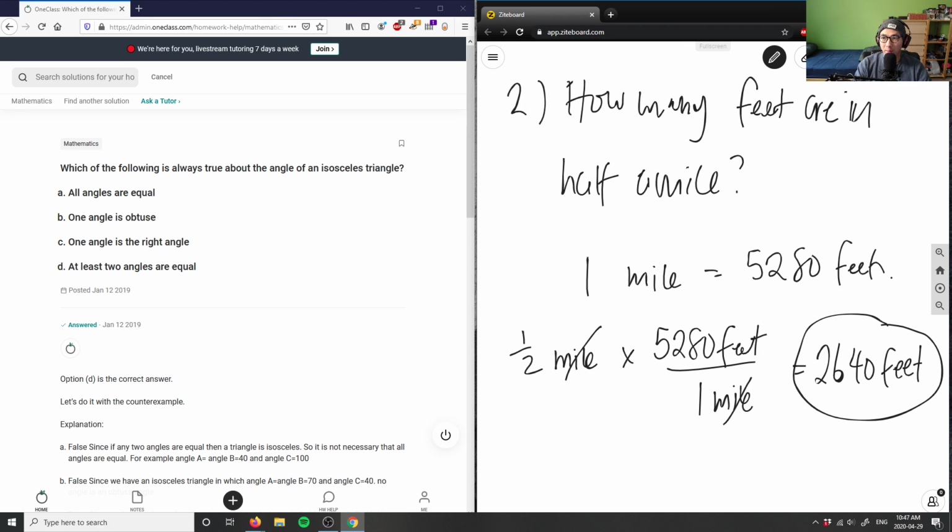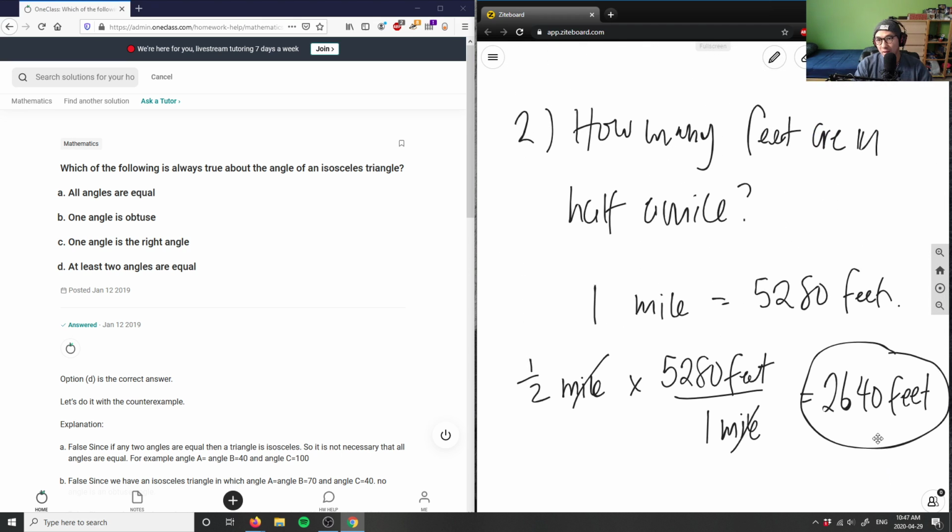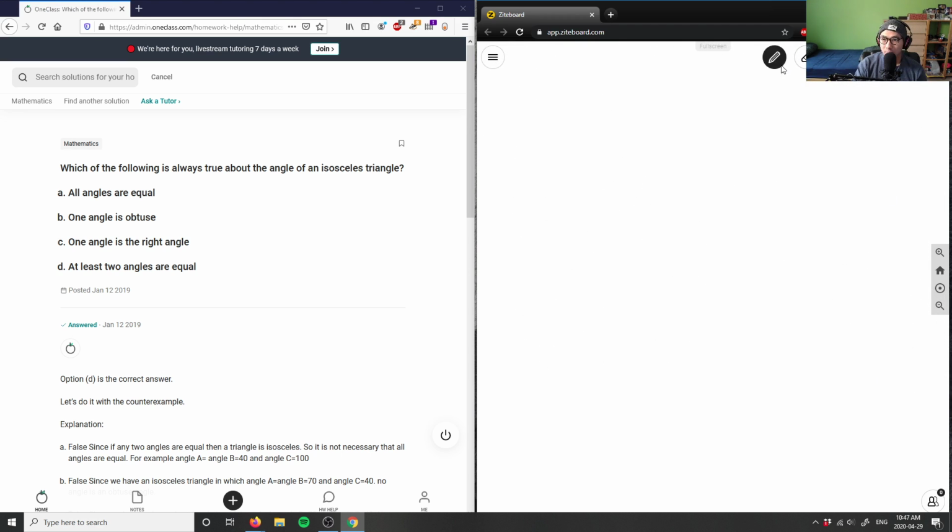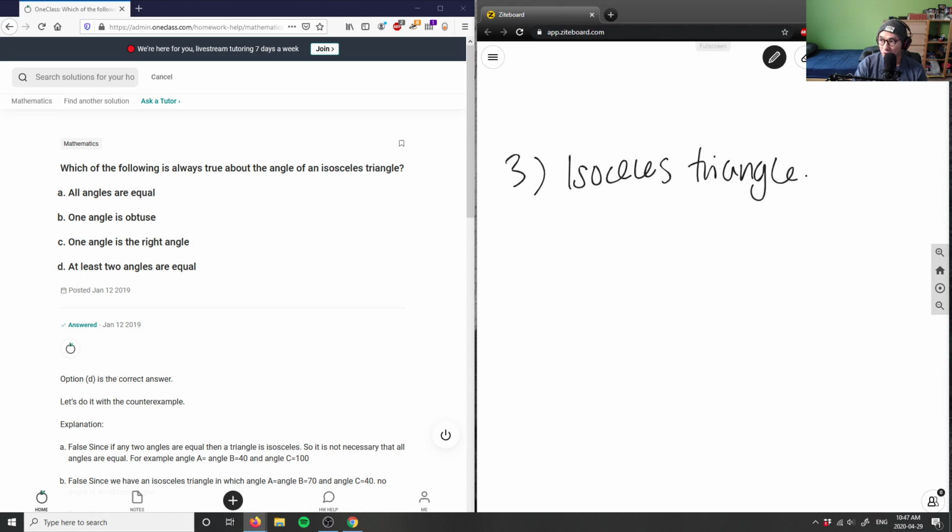This will be definitely my last problem of the day. This is: which of the following is always true about the angles of an isosceles triangle? So again, let me write down what an isosceles triangle is first. So first you have to figure out what is an isosceles triangle here. And what you could do is look at the multiple choice, right? So A here says all angles are equal.